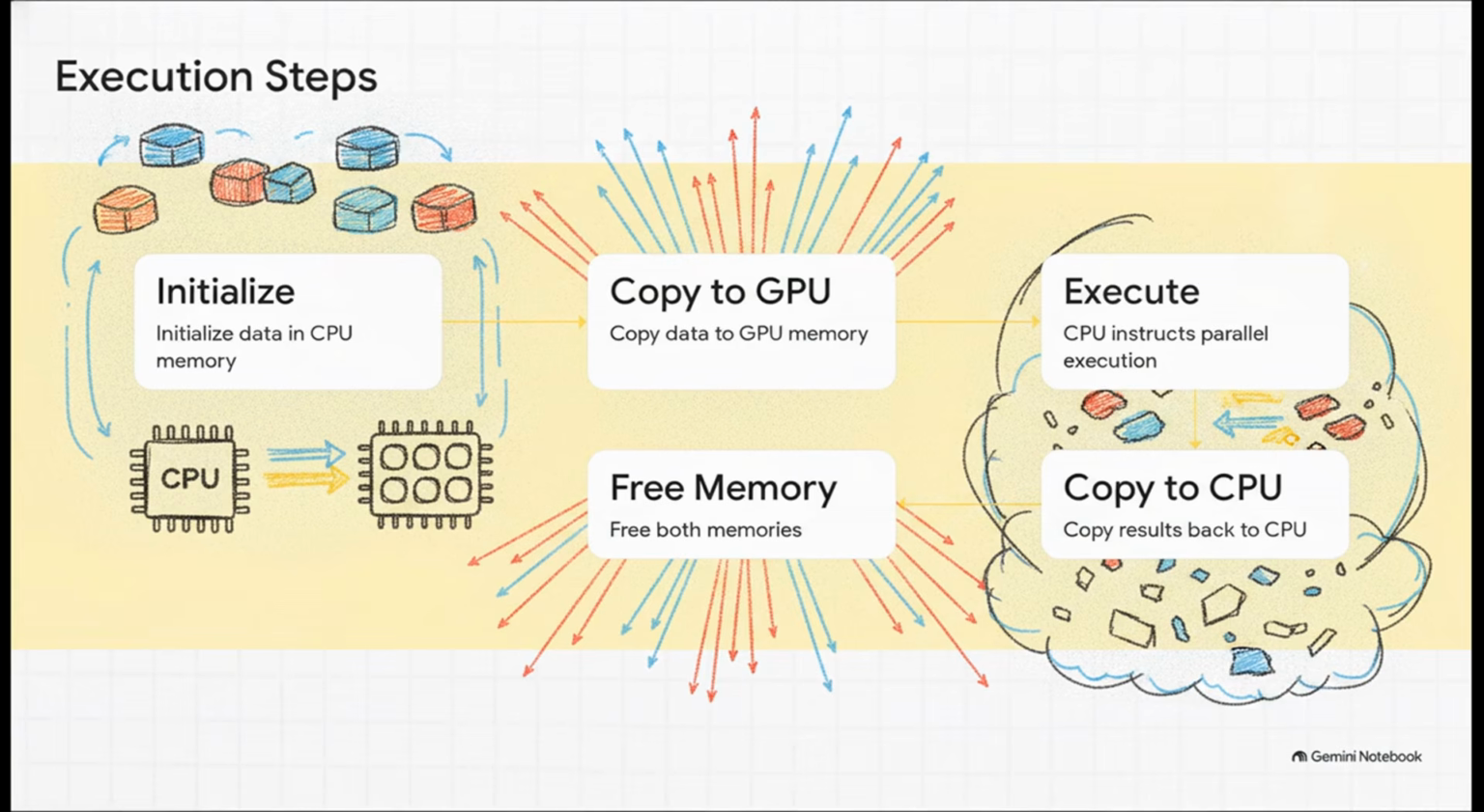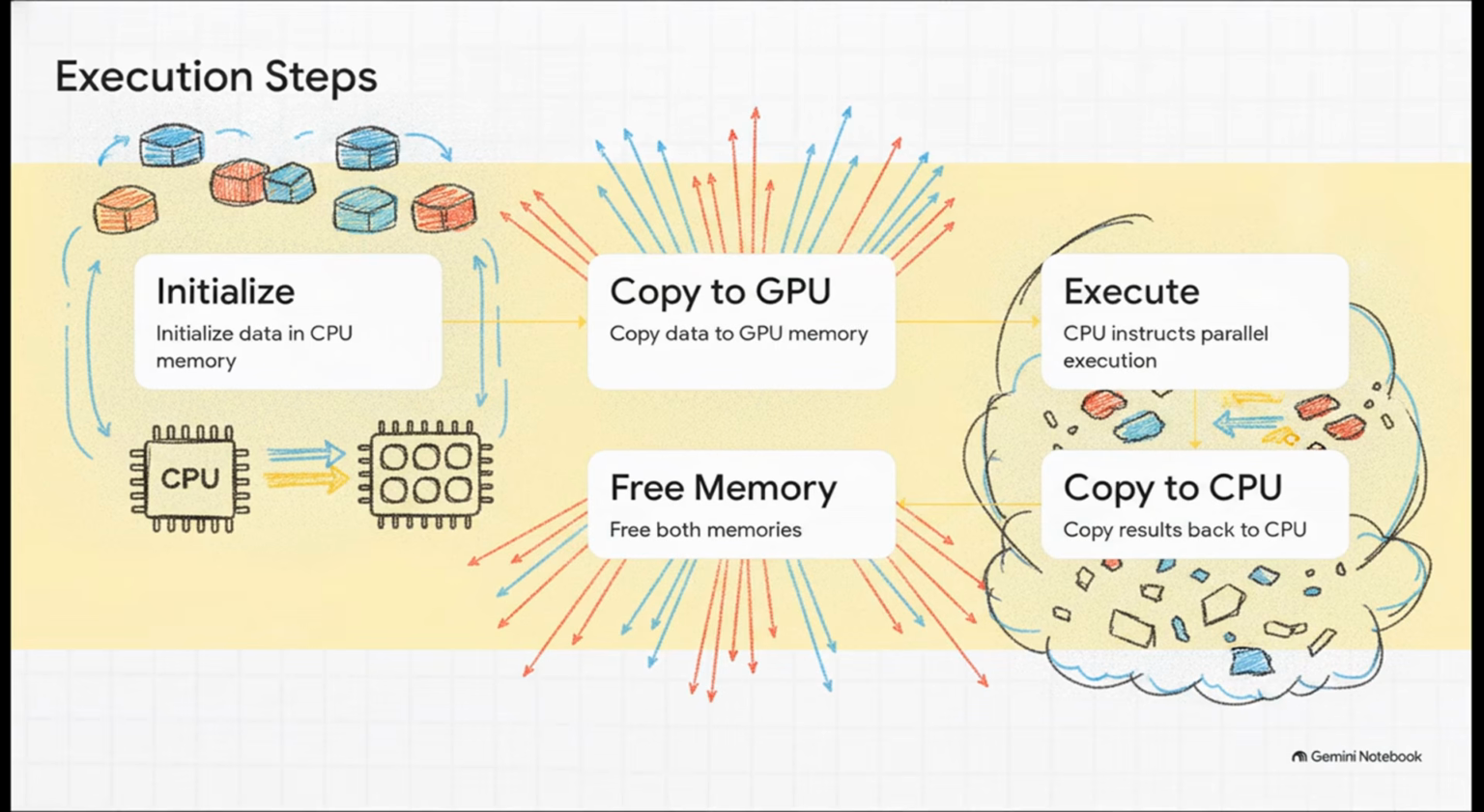The GPU springs into action, firing up thousands of tiny cores to crunch all that data simultaneously. Once the computation is totally finished, we hit Step 8. The results are copied back from the GPU memory to the CPU memory so the main program can actually use them. And finally, Step 9. Just like any responsible C program, we clean up our mess by freeing both the CPU and GPU memories.